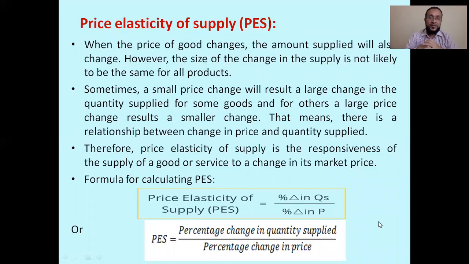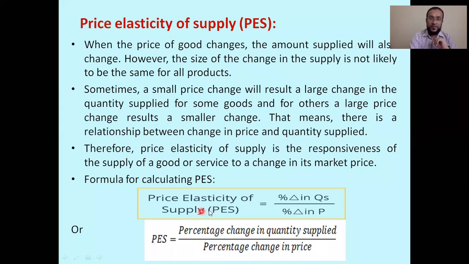Therefore, price elasticity of supply is the responsiveness of the supply of a good or service to a change in its market price. We can calculate the price elasticity of supply using this formula. So, price elasticity of supply (PES) in short is equal to percentage change in quantity supplied divided by percentage change in price. So, this is the formula of calculating price elasticity of supply. Using this formula, you can easily calculate price elasticity of supply and its value.